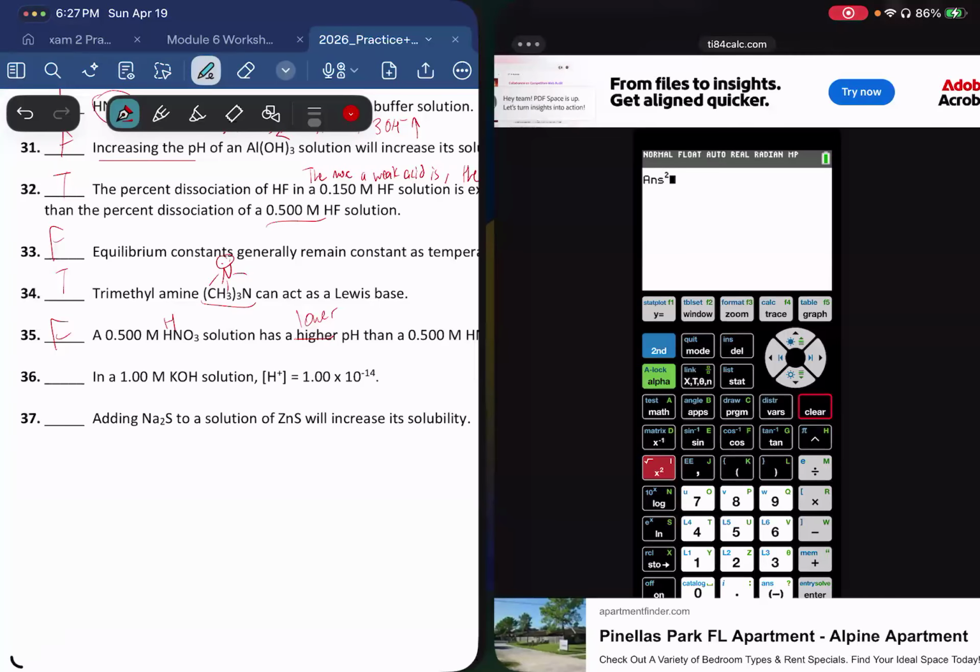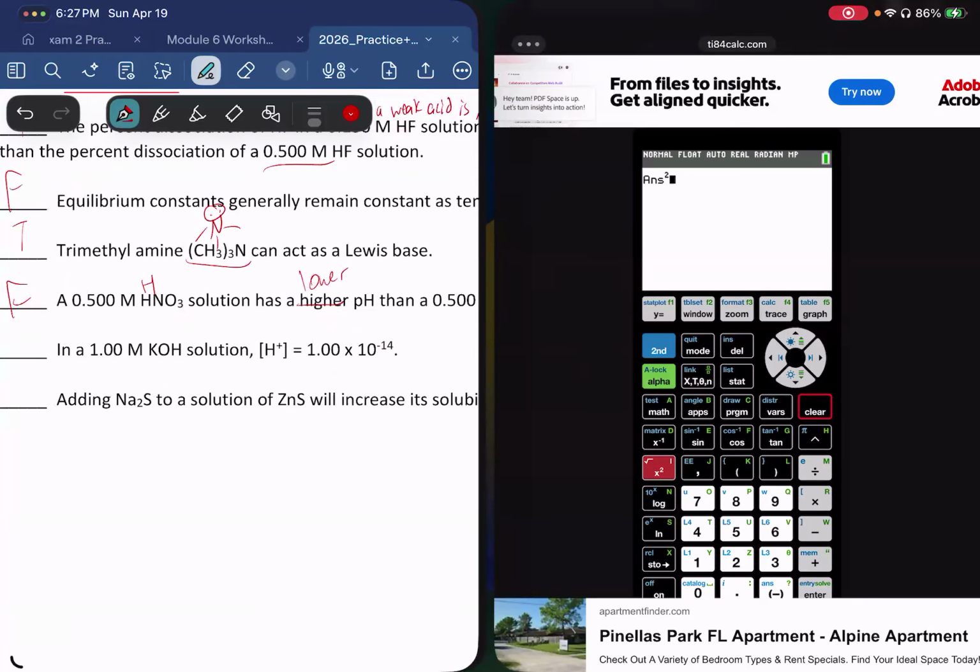In a KOH solution, the hydronium concentration, that makes sense. You can calculate it yourself if you'd like. So if I do the negative log of 1, I'm going to get 0, which is the pOH. So the pH would be 14. In other words, if I do 10 to the negative 14, that's going to be equal to that. So that's why this is true.